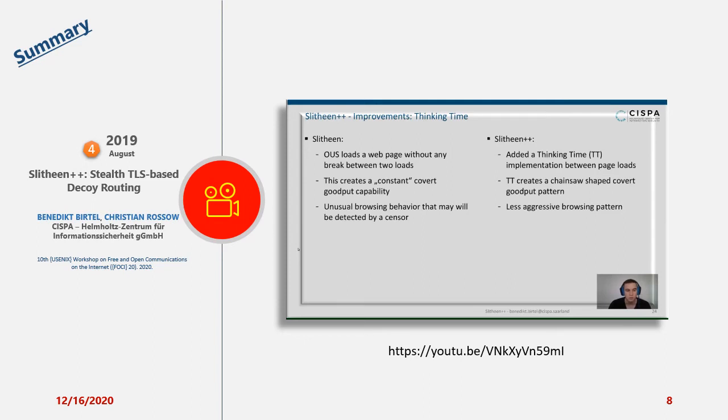The third point on the list is related to the OUS overt page loading behavior, which did load the overt page in an endless loop without a pause between two loads. We think this behavior is detectable by a censor. Slitheen++ added thinking time to add idle periods between two overt page loads. This leads to a chainsaw pattern in transmission capabilities.